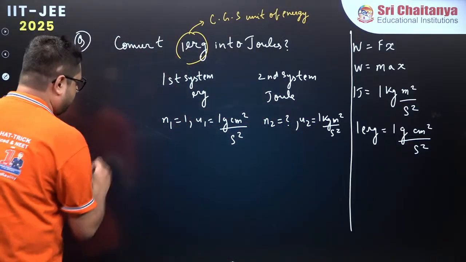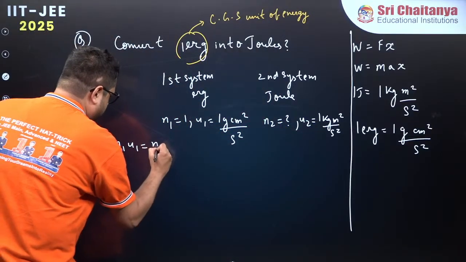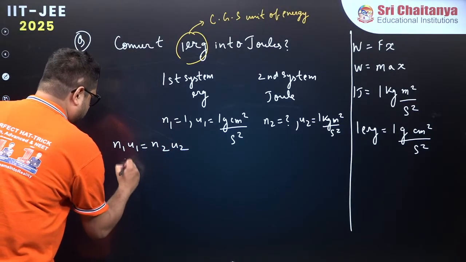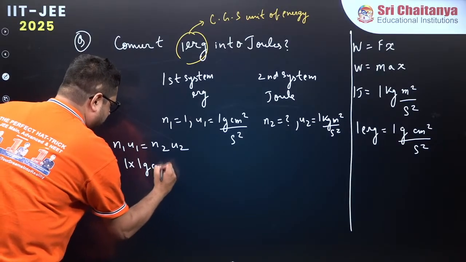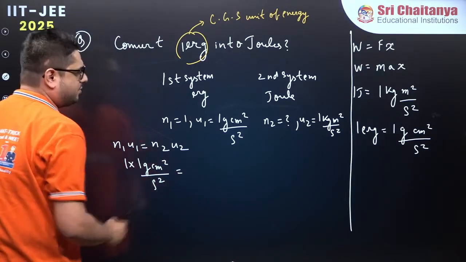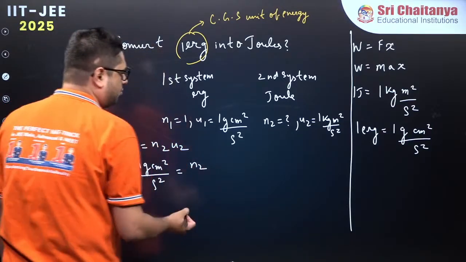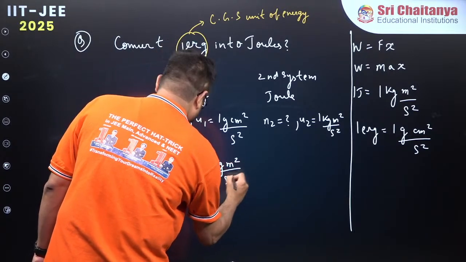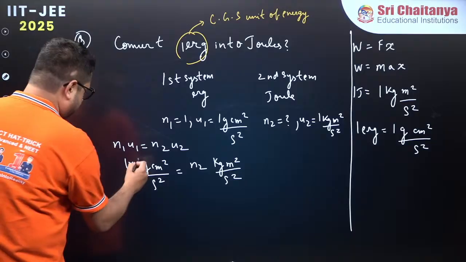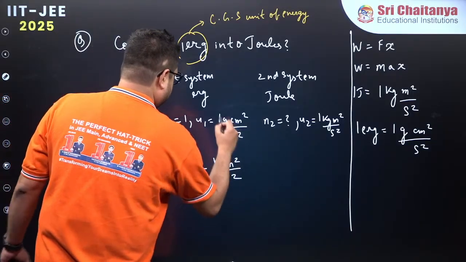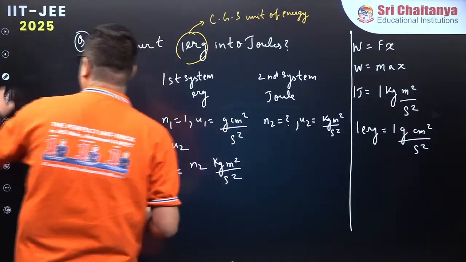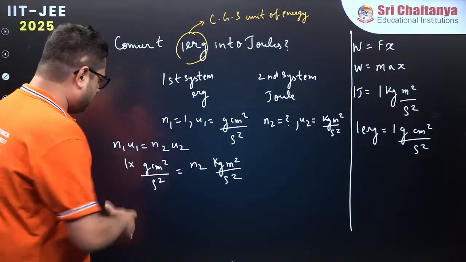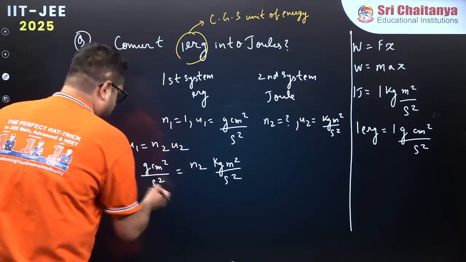So now let's use N1 U1 equals N2 U2. N1 is 1, into 1 gram centimeter square per second square, and that is equal to N2, which is required to be found, into U2, which is 1 kg meter square per second square. You can remove the 1 for betterment, these are just the units. So now we need to convert into N2. So what can we do? Let's try to convert this.